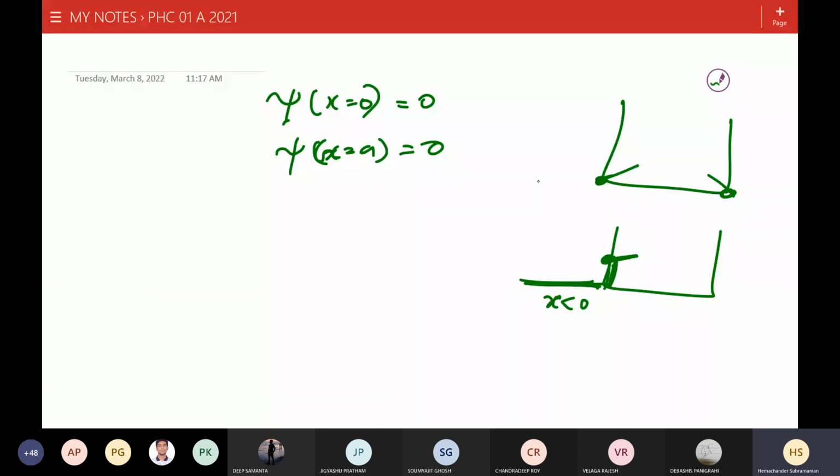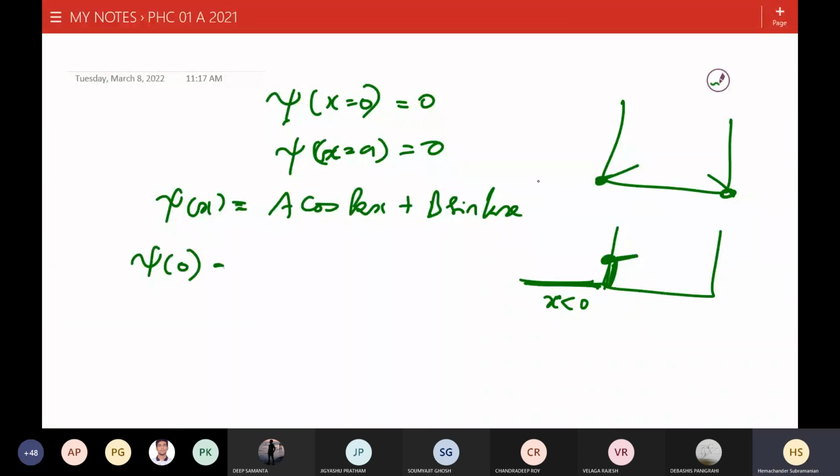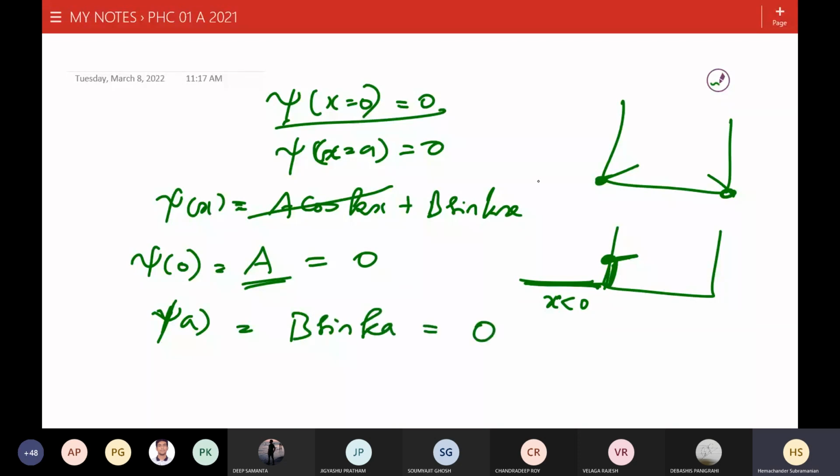So if you apply that, then your psi of x is a cos kx plus b sin kx. Psi of 0 is a. This must be 0. A must be 0, so this term is gone. So psi of a is b sin ka, which must be 0.